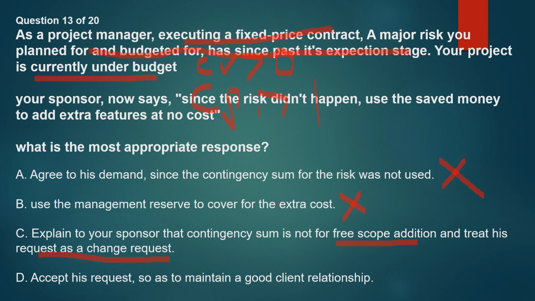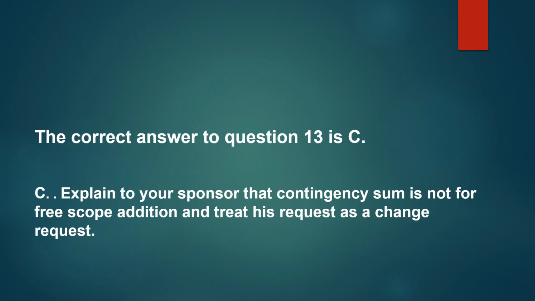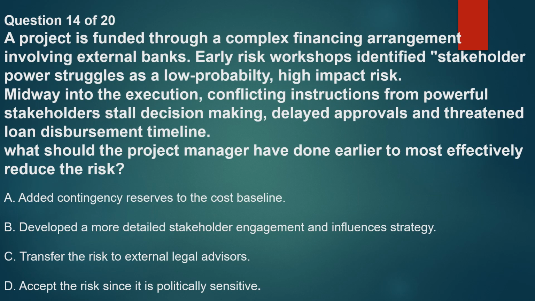Before you embark on any change request, you must have analyzed whether it will add value to the project, and its implications. D, accept his request so as to maintain a good client relationship. This is out. So automatically we are left with just one option, C. The correct answer is C. Explain to your sponsor that contingency sum is not for free scope addition and treat his request as a change request. Question number 14.